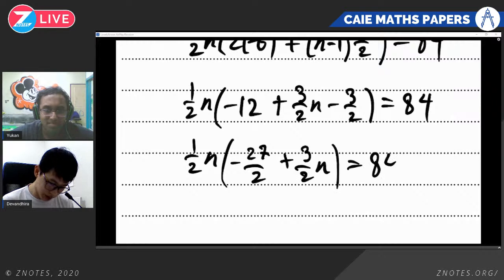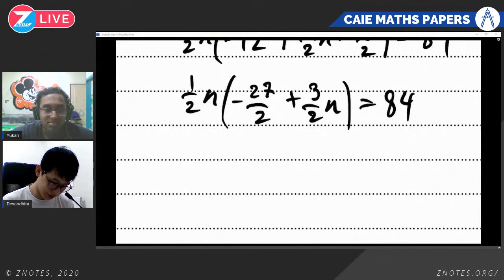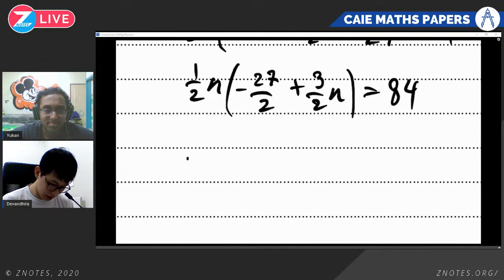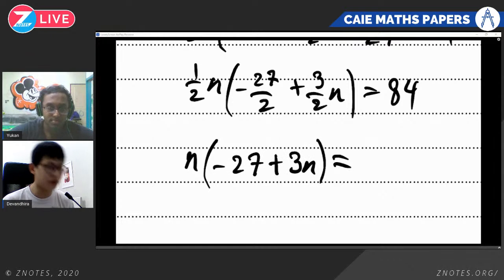I guess we can multiply both sides by 4 here, so that I can cancel the 2 like that. So we have n negative 27 plus 3n. What's 84 times 4? I can't calculate that. That's so hard. 336. Thank you.